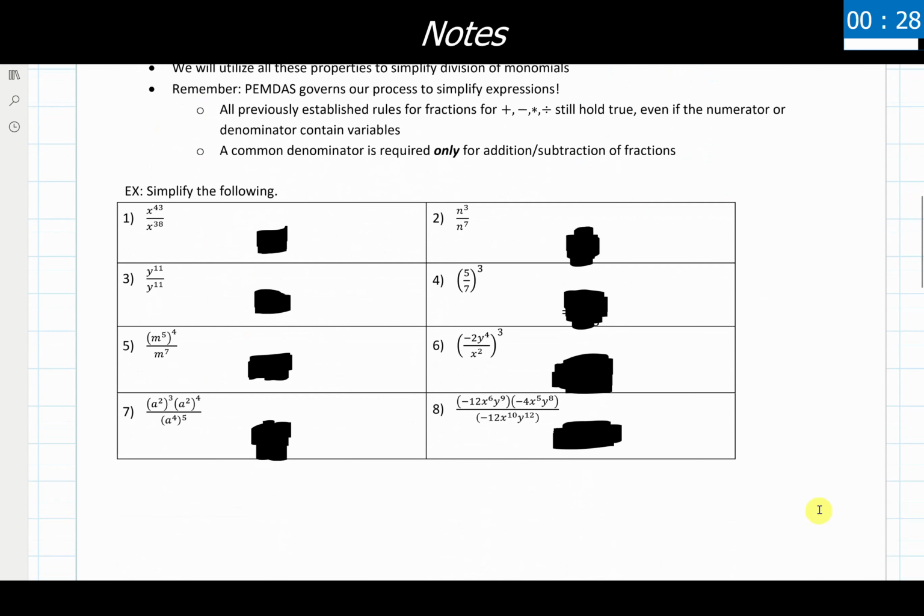So we have 8 examples here that we're going to take a look at and see all of these different properties in play. We'll start off with some maybe more straightforward examples up here with 1 through 4, and then 5 through 8 is where we get to some of the more advanced stuff and really see how we can mix and match some different properties together to simplify a problem down. So with that, let's go ahead and dive in and see how we go through and solve these.